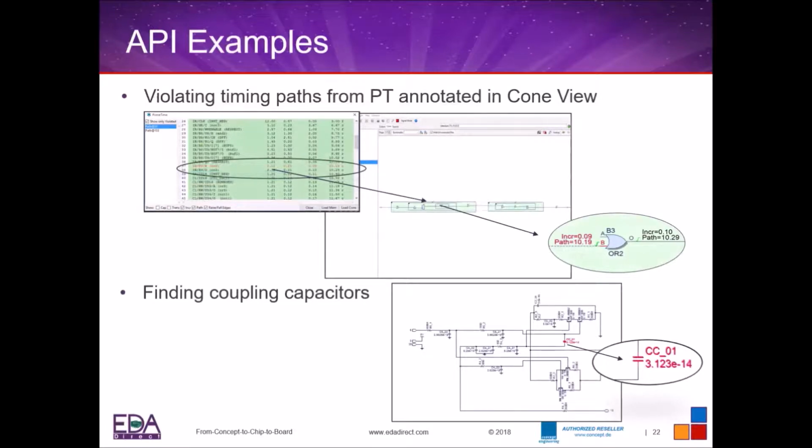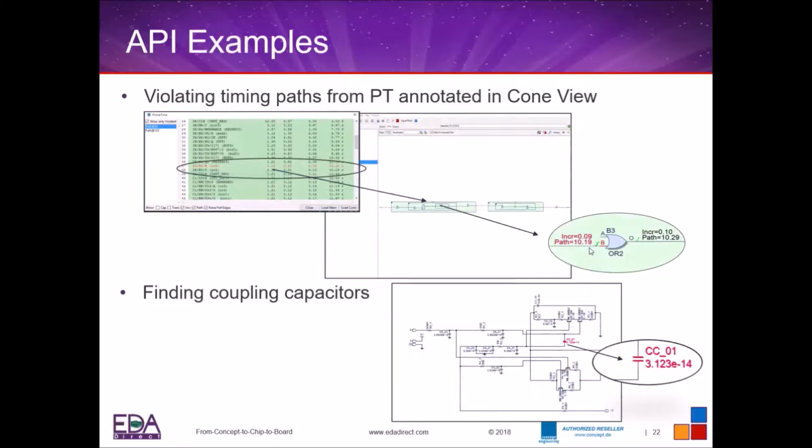Here's an API example of a violating timing path from PrimeTime. And the report is being read into the tool on the left-hand side. The timing information on line, for example, 37 is being annotated on the schematic. And on the right-hand side, I've just blown it up where you can actually see the timing path and the information being reported.